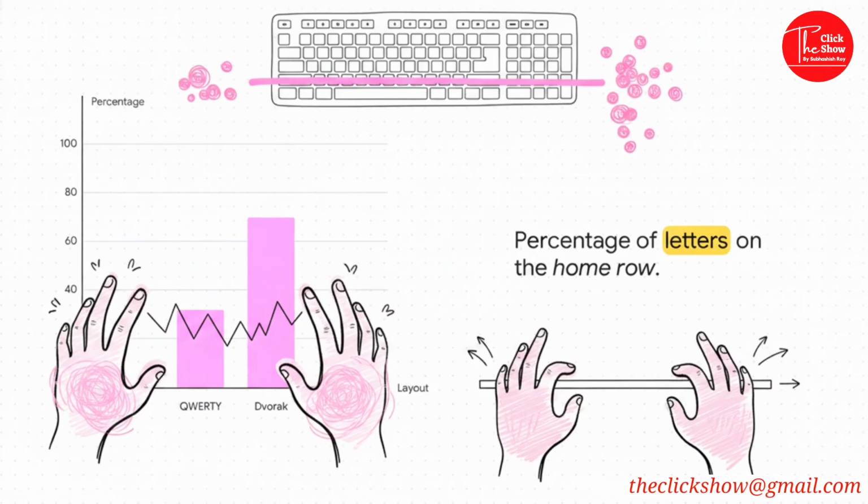Think about the home row. That's that middle horizontal row on your keyboard where your fingers naturally rest, right? In the QWERTY layout, only about 32% of your typing is actually done on that home row. Your fingers are constantly jumping, reaching, stretching all over the place. But with Dvorak, a massive 70% of common letters are right there. Your fingers barely move. You type faster. You literally fly across the keys. It's ultimate efficiency. Everything is just sitting right under your resting fingertips.